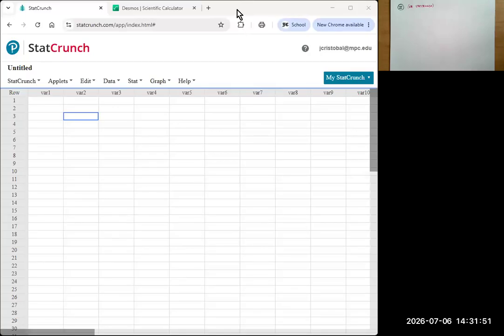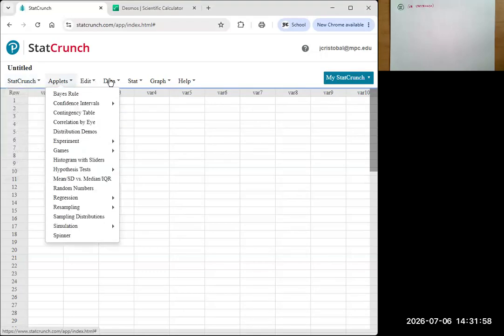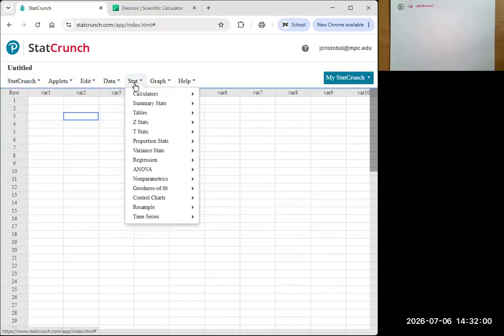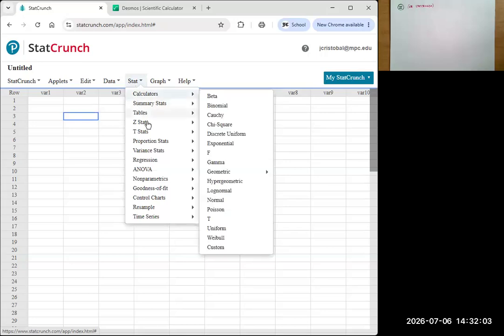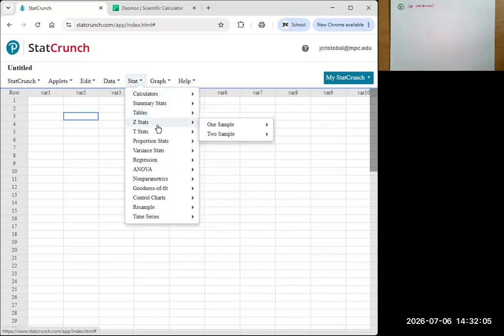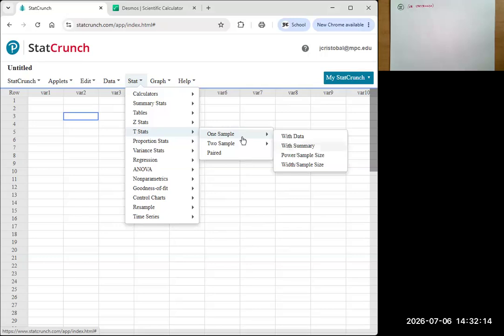And here we are. Looking at StatCrunch, similar to what we had seen with our confidence intervals, we're going to look at either z-stats, when we're dealing with the mean and we know the population standard deviation, very rare. More commonly, t-stats, one sample, where we have the mean, with summary, and we'll see that in another example. Or in this case, since we're dealing with proportions, very similar to confidence intervals, we're going to do proportion stats.